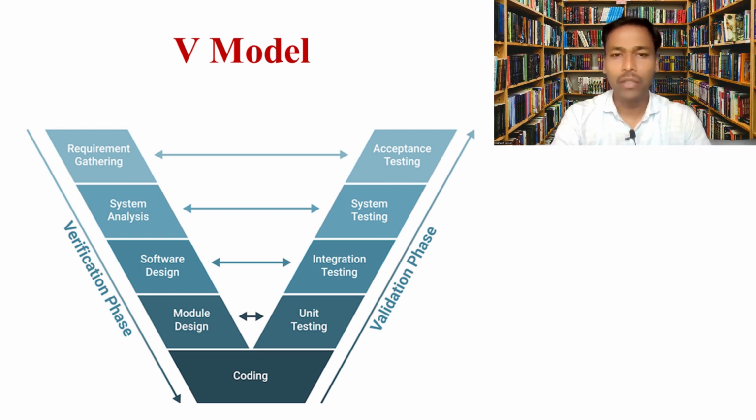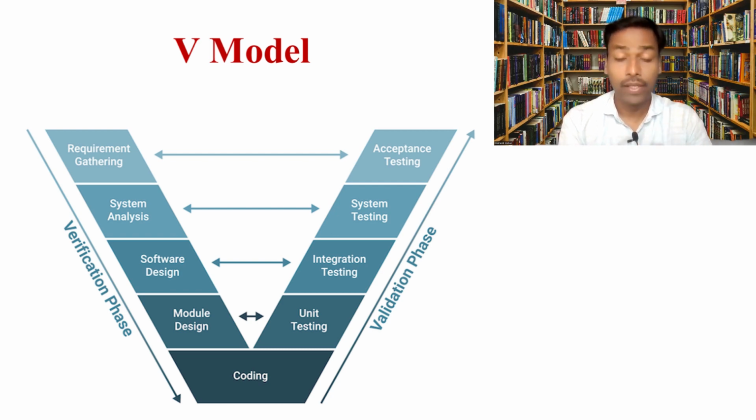The first phase is requirement gathering, the next phase is system analysis, the next phase is software design, and next we are going to design the modules, and then we go for the coding. So after going through all these phases, the coding will be initiated. Now the next phase will be the unit testing.